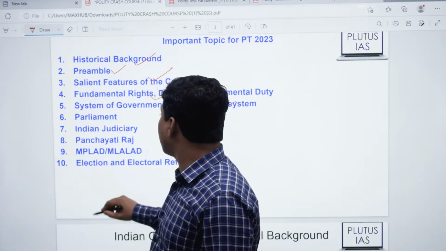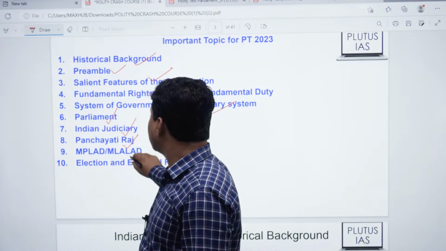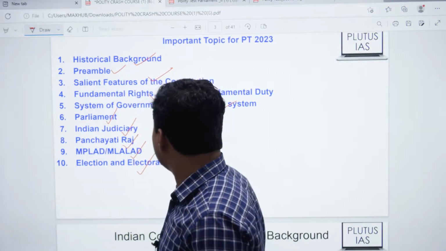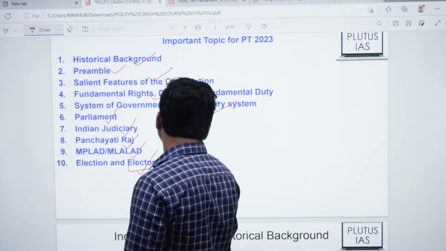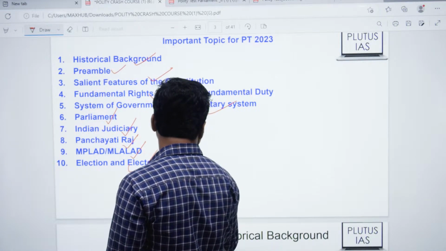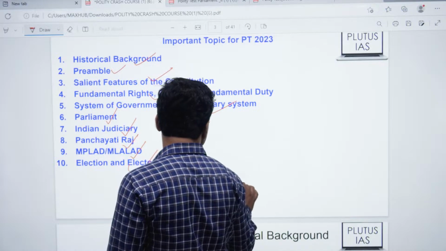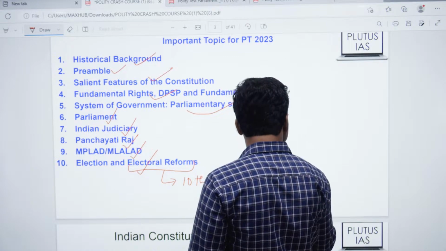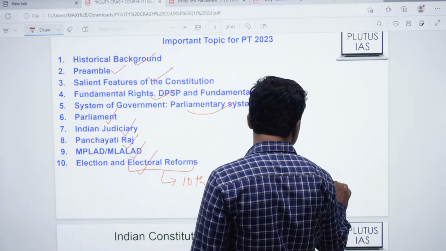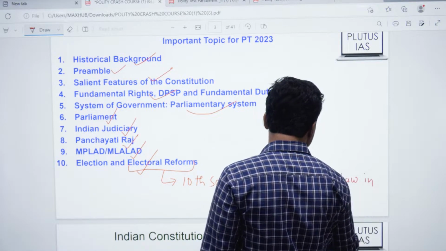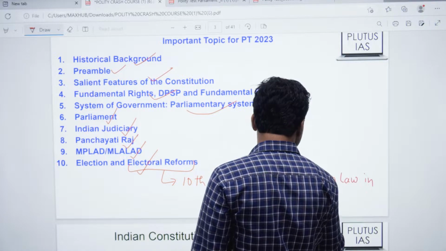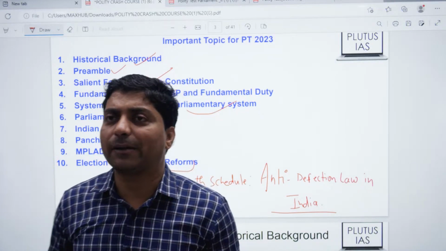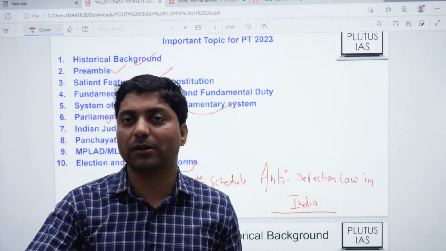Then parliamentary system of government, parliament, judiciary, Panchayati Raj, MLA-led fund, election and electoral reform. In election and electoral reform, you can focus on the 10th Schedule, that is called the anti-defection law in India. So these are the 10 chapters that one needs to focus on.